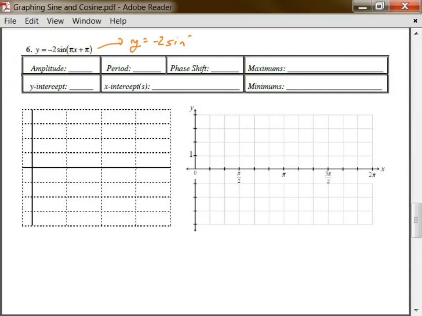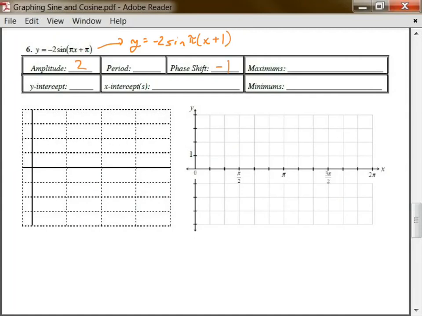And so I take out the pi, I factor it out. And when you factor, you're dividing. Pi x divided by pi is just going to be x, and so I put an x right here. And then pi divided by pi is just going to be 1, so I have a 1 right there. And then I don't have a vertical shift yet. Okay, cool. So I know that my phase shift is -1 because it says +1 right there.